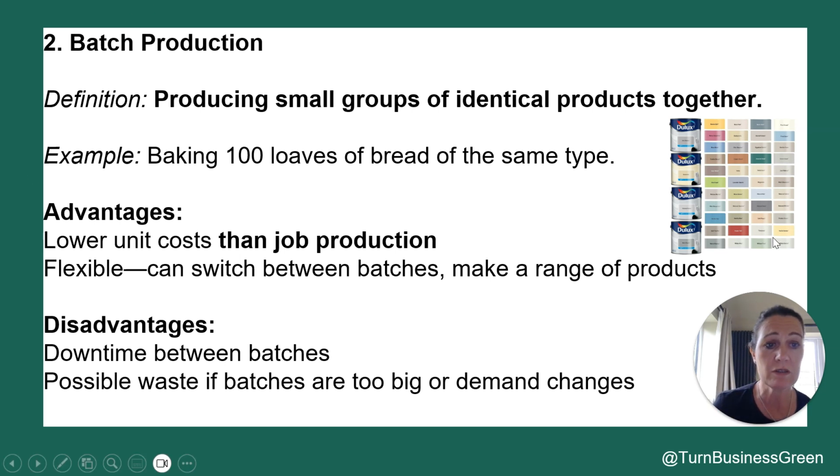The example that you can see on the screen is paint colours. So the business will make a batch of paint colours, and then they will change up and make a different batch of paint colour. The disadvantages are we're swapping over. So there's going to be some downtime when our machinery is down while we're swapping over to make a batch of something else. So it's not continuous production. And there could be possible waste. If we make too much of one batch that wasn't required, it could lead to waste if that batch didn't get sold.